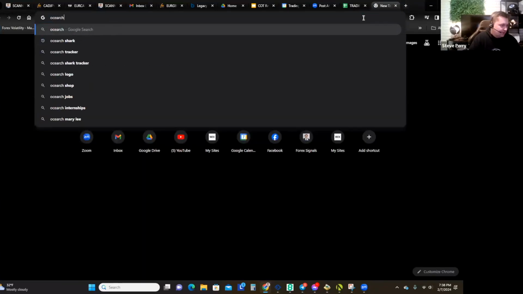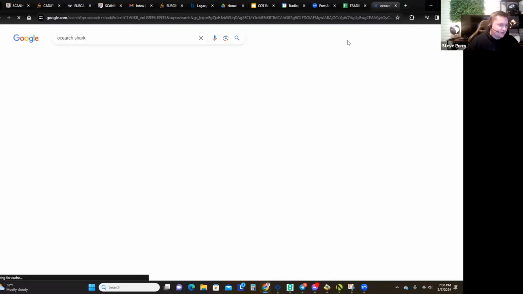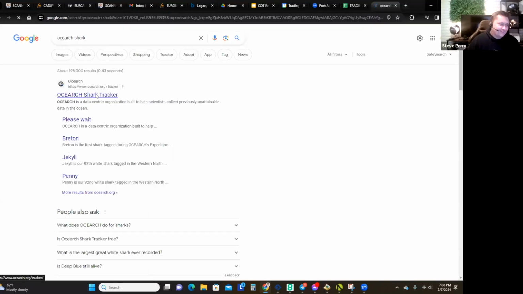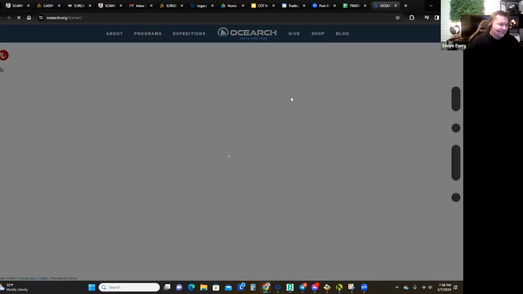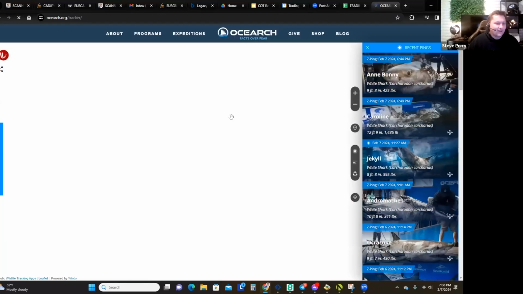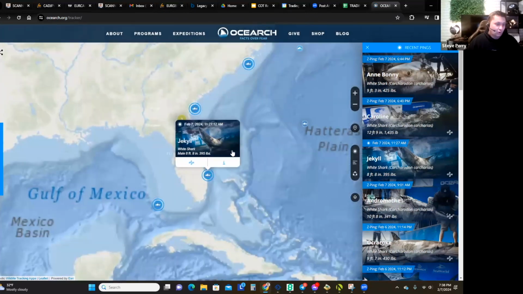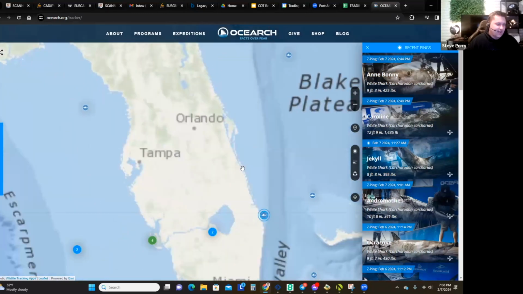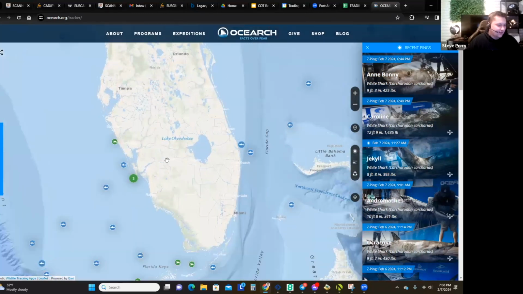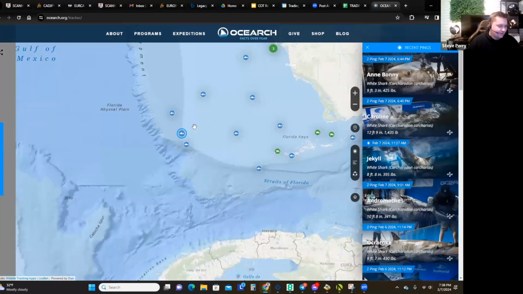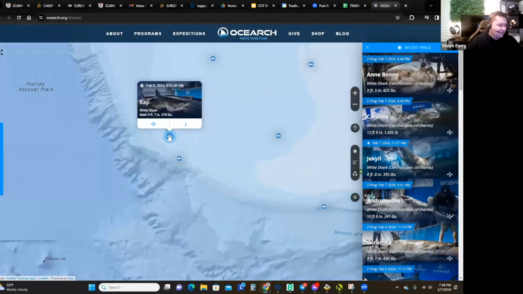Have you ever heard of the O Search tracker? This is kind of cool. I found this the other day. I don't know why I went down this rabbit hole, but this is a tracker of sharks and fish all around the world that they're tagging. I've been following this shark over here. What's his name? I forgot. Oh yeah, Keji, this guy.